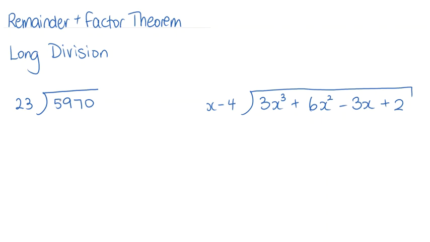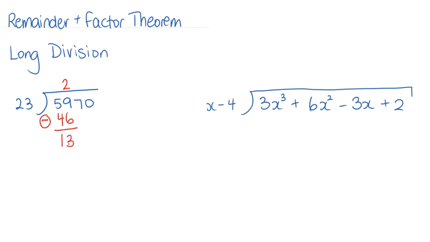So first we look at the 5. 23 does not divide into 5, so then we look at 59. By looking at 59, we can see that 2 times 23 will give us 46. The next step is that we subtract, and that's going to be key that we follow the same process when we talked about in terms of polynomials. So 59 minus 46 will give us 13.